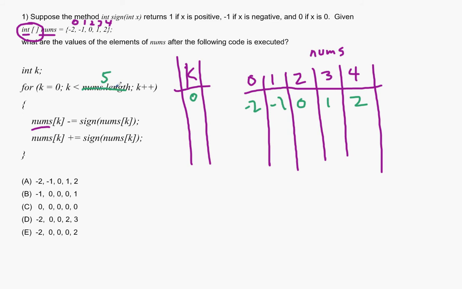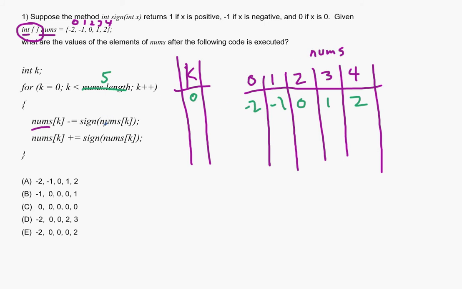Or rather, num's length is going to be 5, so we're going to stay less than that, so we're going to go up to 4. And we're going to keep adding 1. All right, so here we go. So num sub k. What's num sub k? Num sub k is 0, and so num sub 0. So what's -2? Here we go.